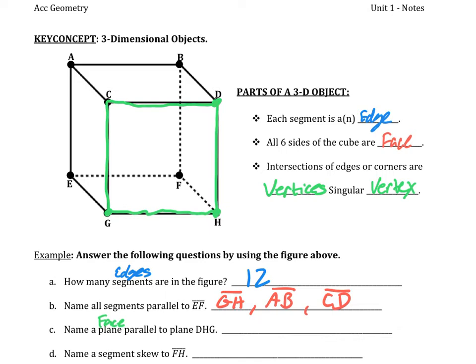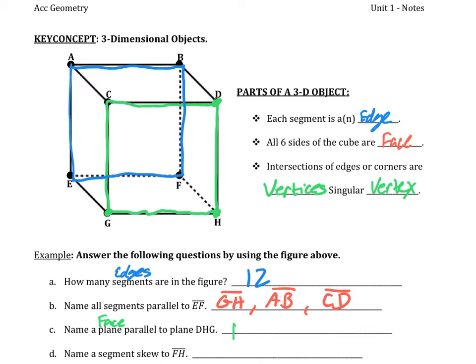If I look, this side face here intersects that, so this plane right here intersects that front face, right? They share CG. This bottom face shares GH. The right face, if we trace that, shares DH, but the back face of this, they don't share any segments on the figure. So that would be our parallel plane.